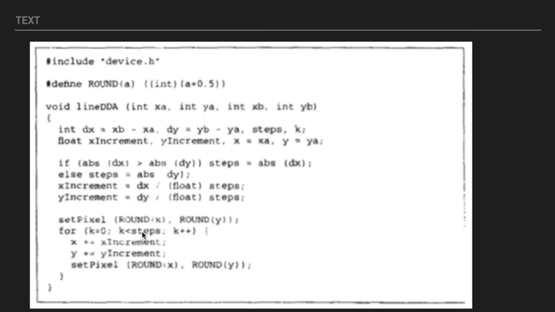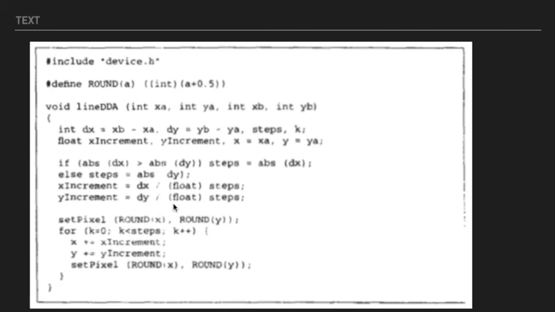And we have studied that if the magnitude of m is less than or equal to 1, then delta x is equal to 1. So here, when you are determining the value of steps, that's what happens. That is, when the magnitude of m is less than or equal to 1, then the value of dx will be greater than dy. So here the value of steps will be dx. If the value of steps is dx, then the x increment will always be equal to 1, and the y increment will be dy by dx, that is equal to m.